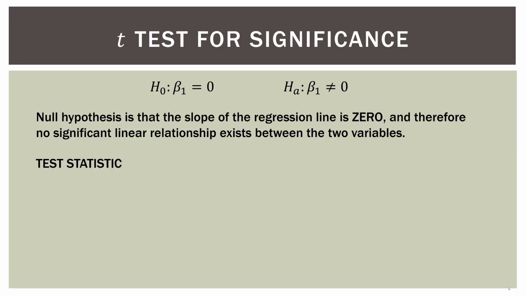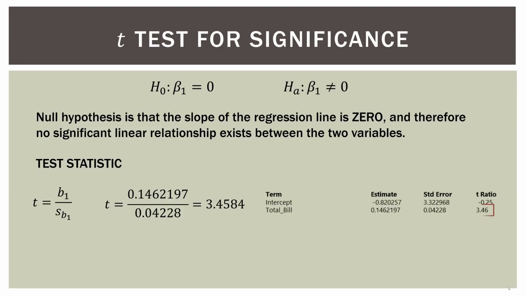So the test statistic is very straightforward. T equals b sub 1, that's the slope of our regression line, divided by the standard error or the standard deviation of our regression line, which we already found out. So we go ahead and just do some division, and we come out to a t statistic, or a t value, of 3.4584.